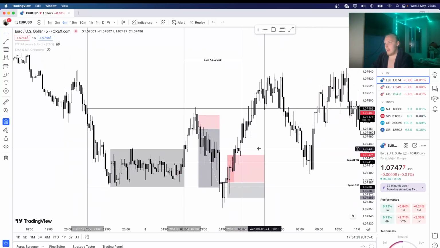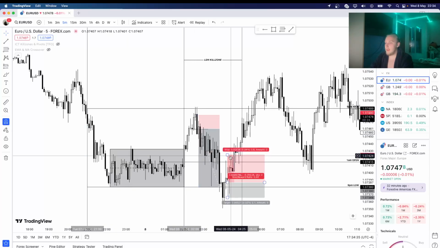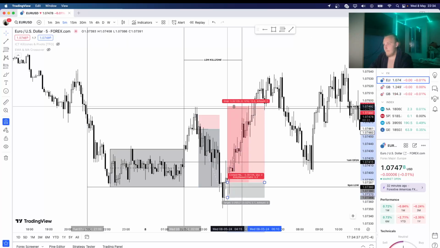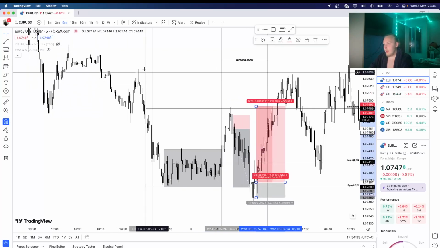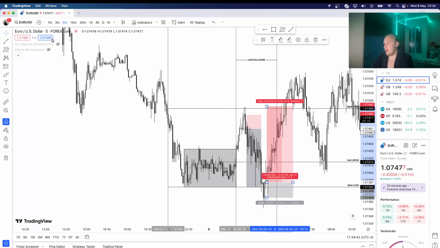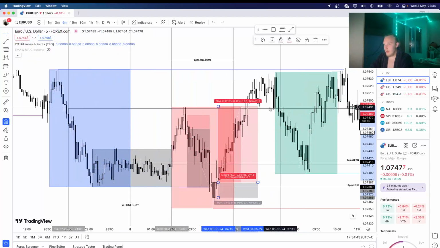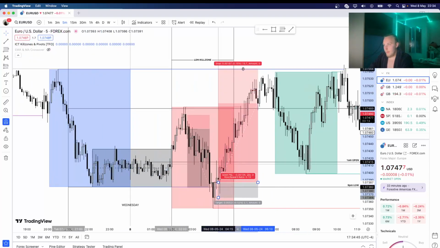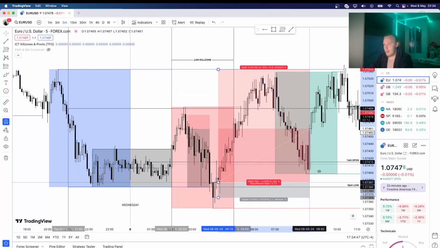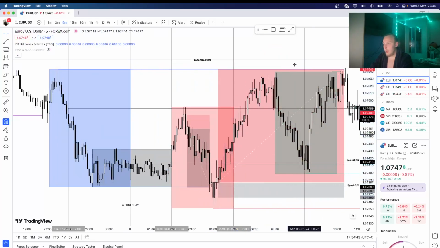Now, where could we have targeted? Well, we could target these highs, aka London session high, bang, and Asian session high as well. Check on our kill zone, bang, there you go, boom. So that's the two trades you could have got.